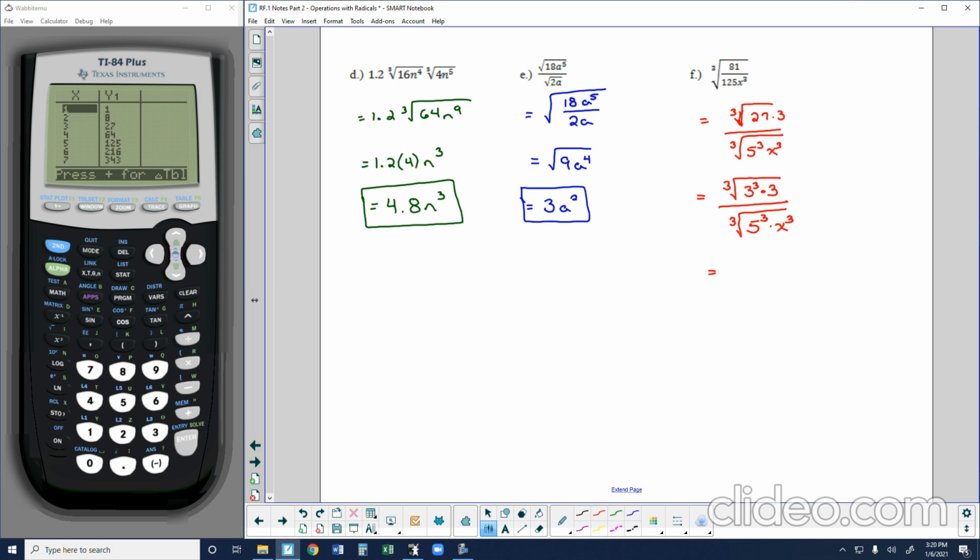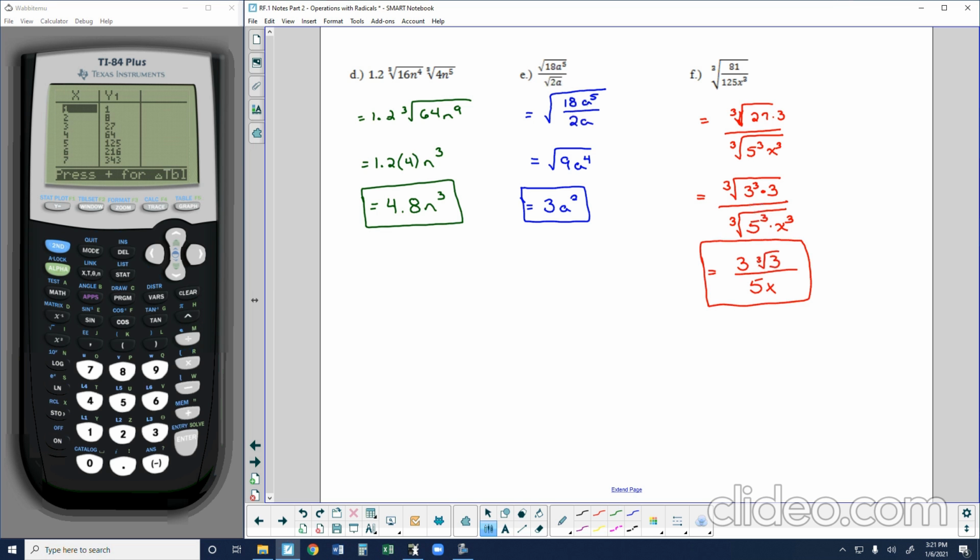As I simplify in my numerator, I can simplify the 3 cubed to give me 3, and then I'd have a cubed root of 3 left over. In the denominator, I can simplify to give me 5 and x. So my answer would end up being 3 cubed root of 3 over 5x.